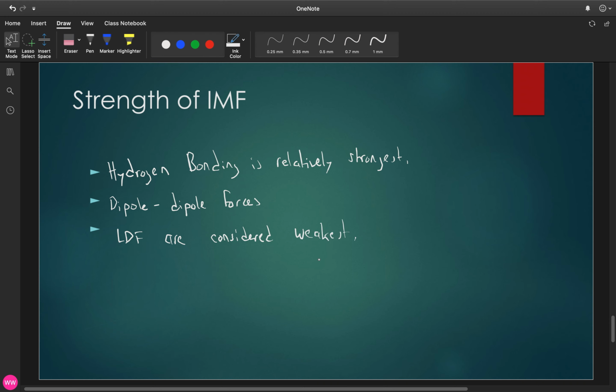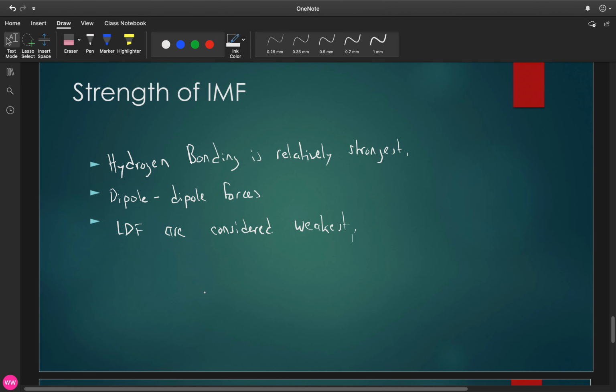Now, with that being said, there can be incredibly strong London dispersion forces. For example, waxes, the particles in wax are very attracted to each other, and the evidence for this is the fact that wax is solid at room temperature. However, the strongest intermolecular force between particles is quite literally just the London dispersion force.